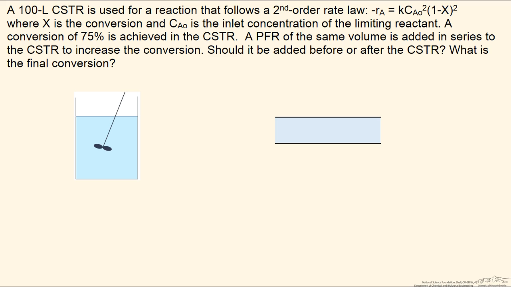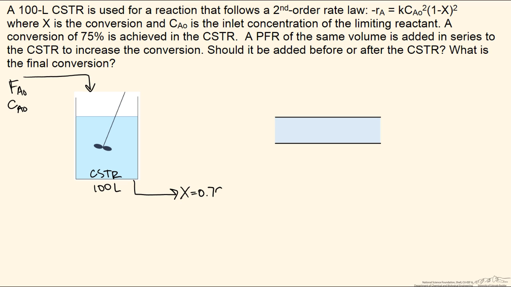And in this problem statement, we're given that we have a CSTR that is 100 liters, and we aren't really given any information about the feed characteristics, and so we'll leave those unspecified as some entrance molar flow rate and entrance concentration. But we do know that in this reactor we achieve a conversion of 75%.